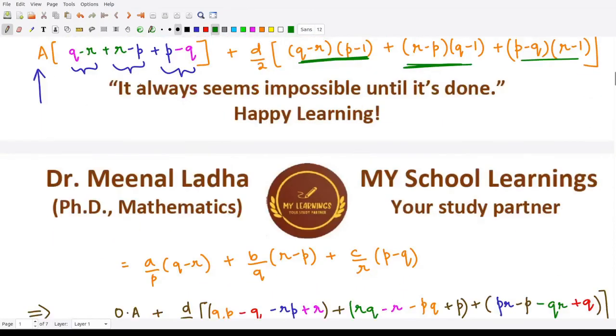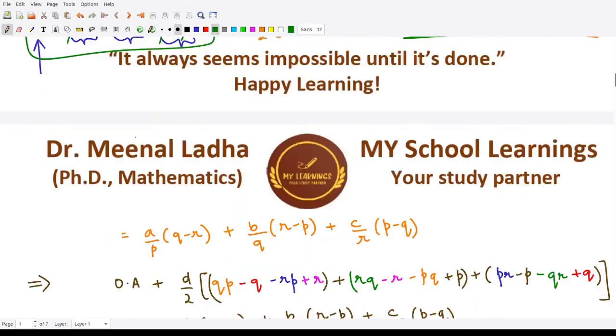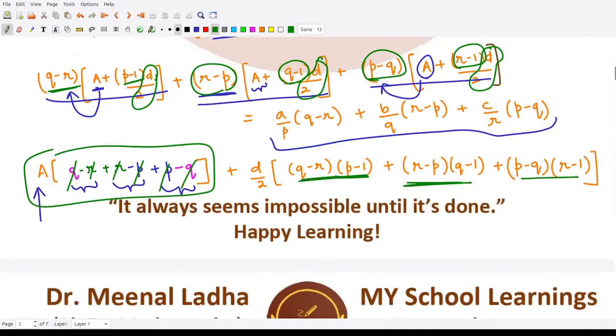Now you see in this expression, this Q and this Q cancel with each other, this R and R cancel with each other, P and P cancel with each other. So that means this whole term becomes 0 and we can eliminate writing it. So it is 0 into A, which is nothing but 0. Next we need to solve this expression.